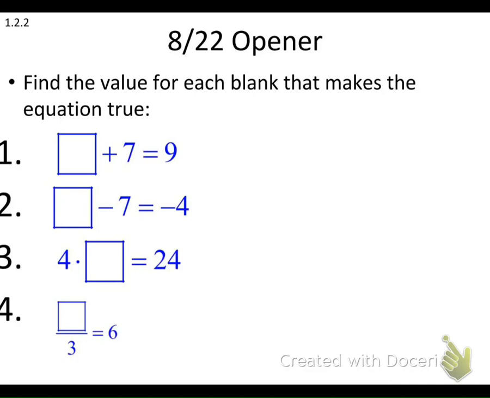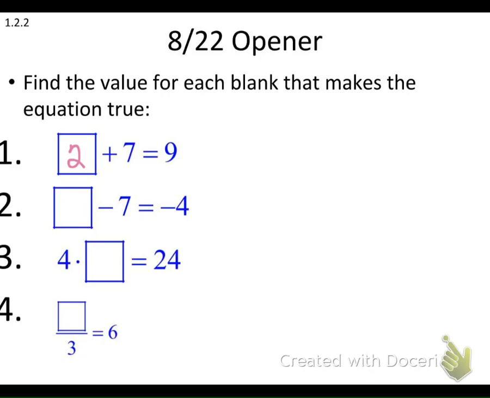Right now, we're just going to try to figure out what value or what number can we plug into each of these boxes to make this equation true. So stop and think. What can you add to 7 to get to 9? 2. Yeah, so 2 plus 7 does in fact equal 9.